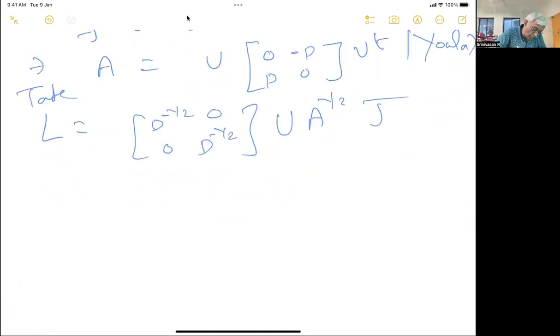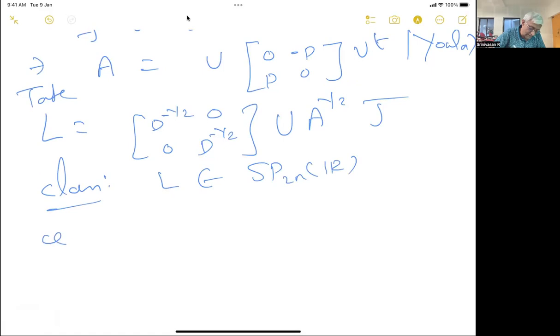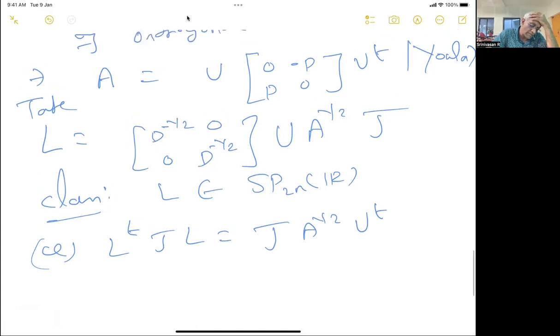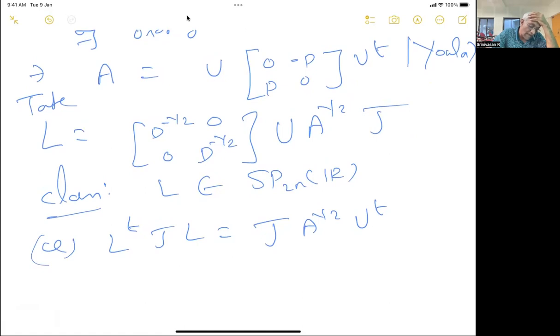Let's see. So first claim: L is symplectic, L is in Sp(2n, R). That is, we have to verify L transpose J L should be equal to J. So let us just write it. L transpose will be J A power half U transpose, then L. U transpose U will be equal to that. So I'm just writing L transpose.